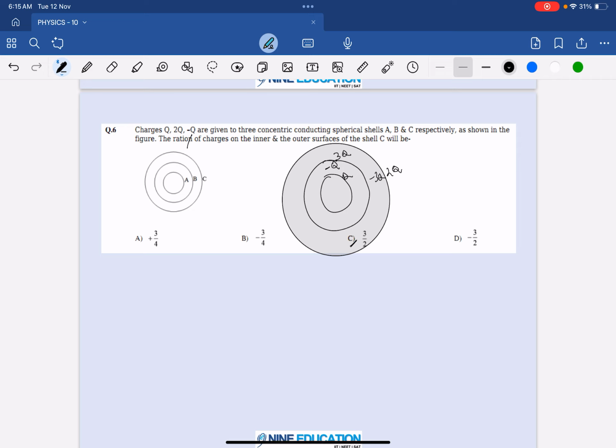Basically it is going to become minus 3Q by 2Q. We are able to see that it would be minus 3 by 2 as the correct answer. Correct? All right. Now what is the next thing?